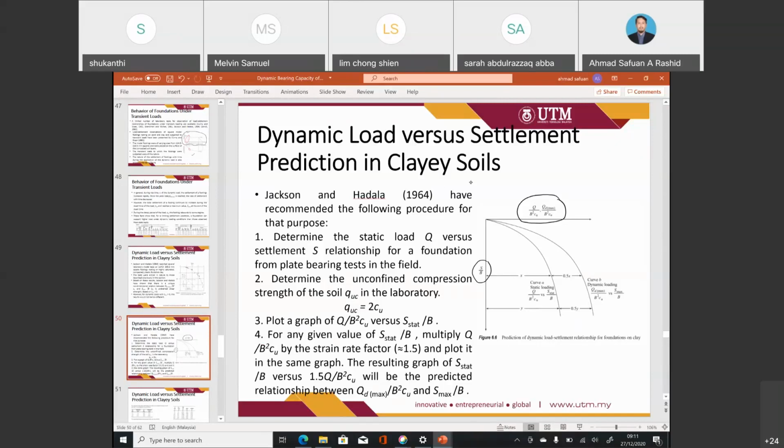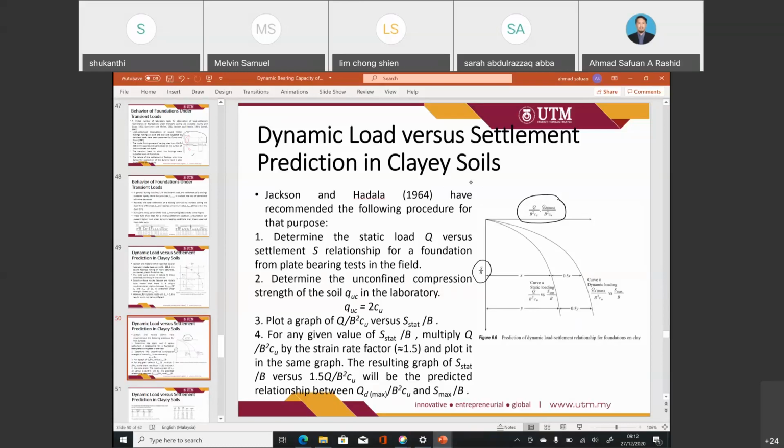Then plot a graph of Q over B square CU. Q is the ultimate load, static, versus the settlement, S static over B, where B is the width of the foundation. For any given value of S static over B, multiply Q over B square CU by the strain rate factor 1.5, and plot it in the same graph. The resulting graph of S static over B versus 1.5 Q over B square CU will be the predicted relation between QD dynamic max over B square CU and S max over B.